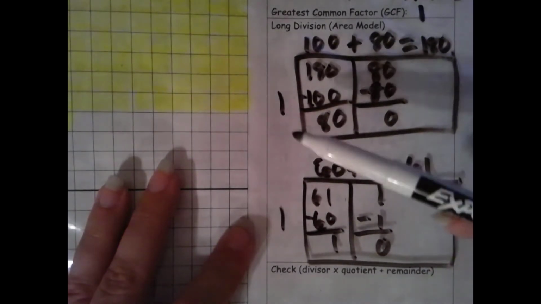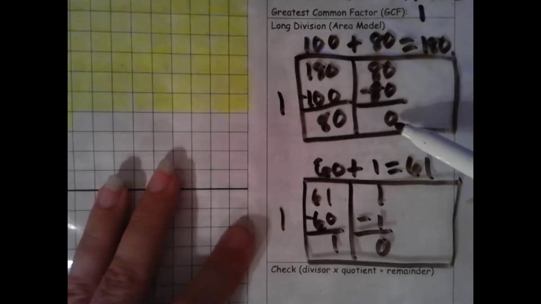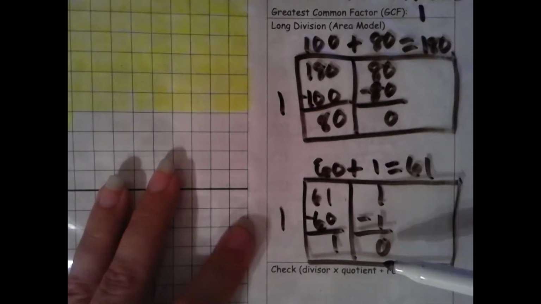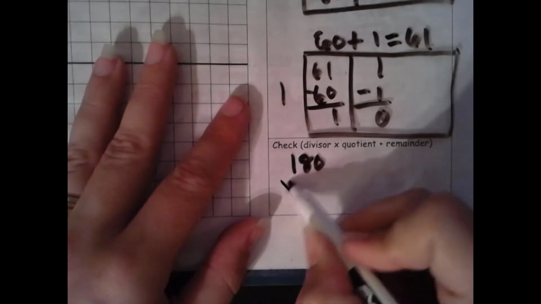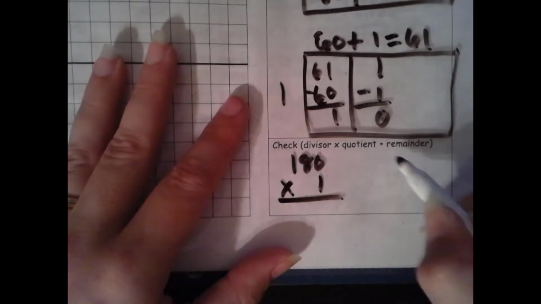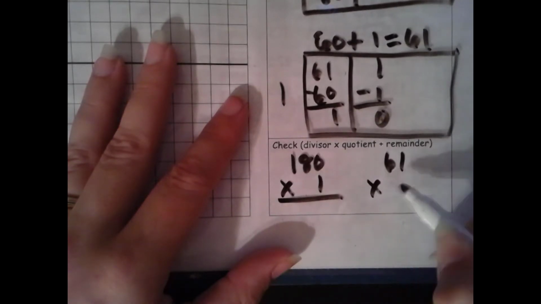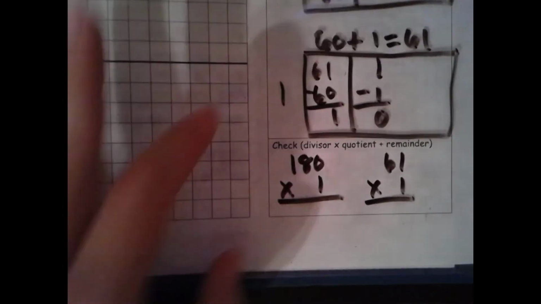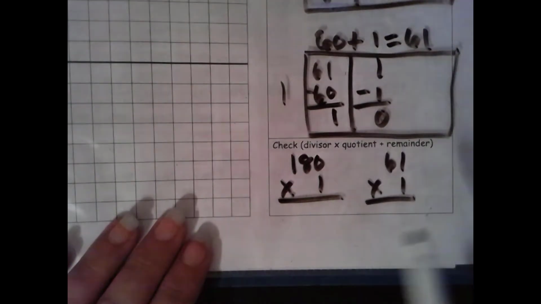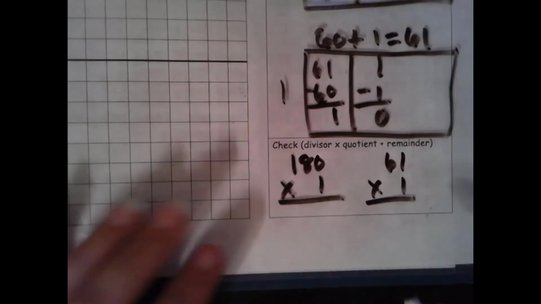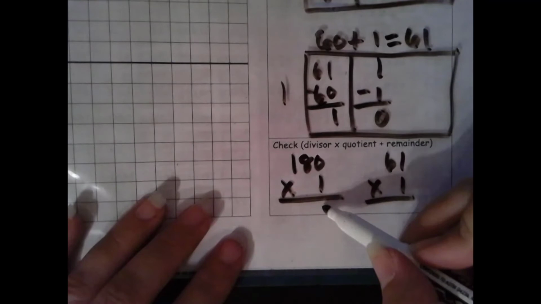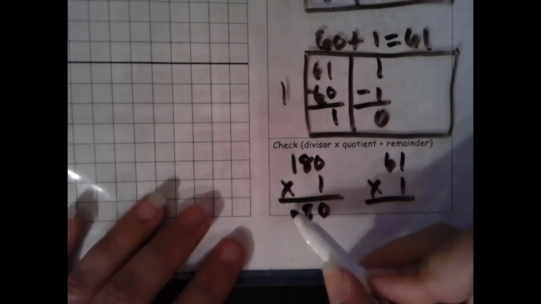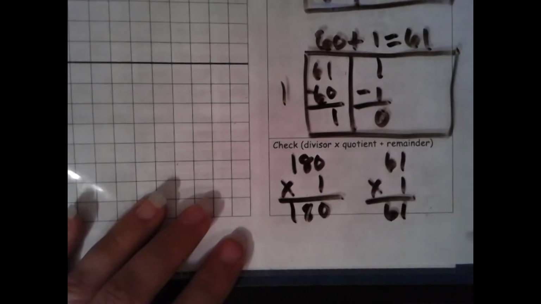Now we're going to check divisor times quotient plus remainder. Since our remainder for both of these is 0, and the identity property of addition says when you add 0, it stays the same, we don't need to actually add 0. But what we end up with here, and why the groups of 1 work the way they do, is we have the identity property of multiplication here, which says when you multiply by 1, it stays the same. So 61, that matches my dividend here.